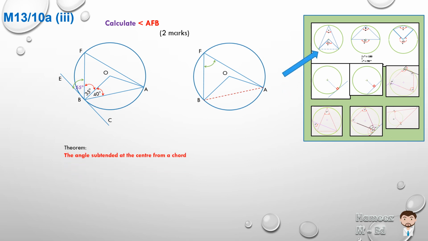So the theorem says the angle subtended at the center from a chord. If we look at the chord AB, it came together and met at O. That's the center of the circle, and we know the angle there. So that angle is twice the angle subtended at the circumference, which is where it met at F. So angle AFB is equal to half angle BOA. And we know angle BOA, so we can substitute that. So angle AFB is equal to 100 degrees divided by 2. Angle AFB is equal to 50 degrees.